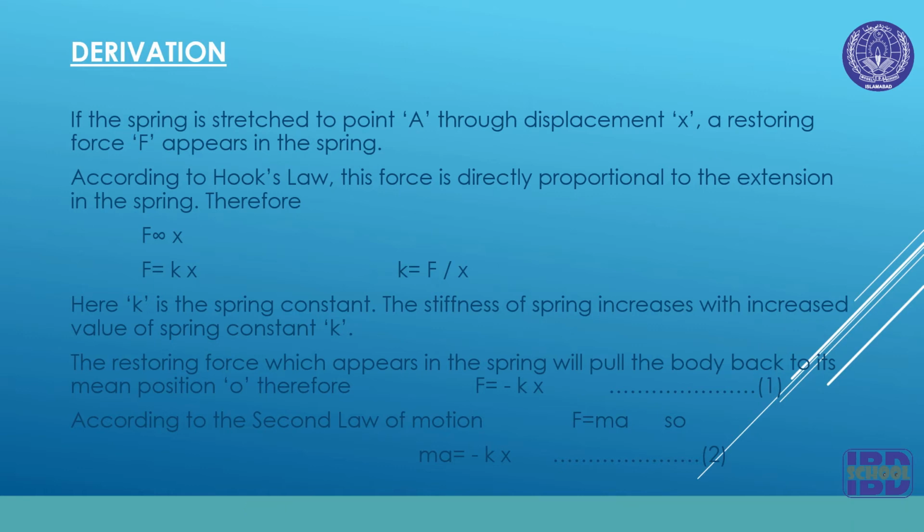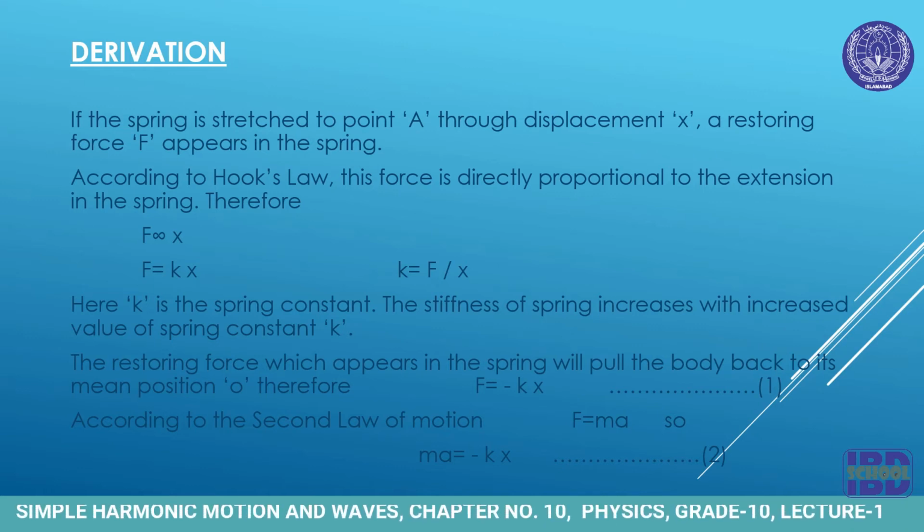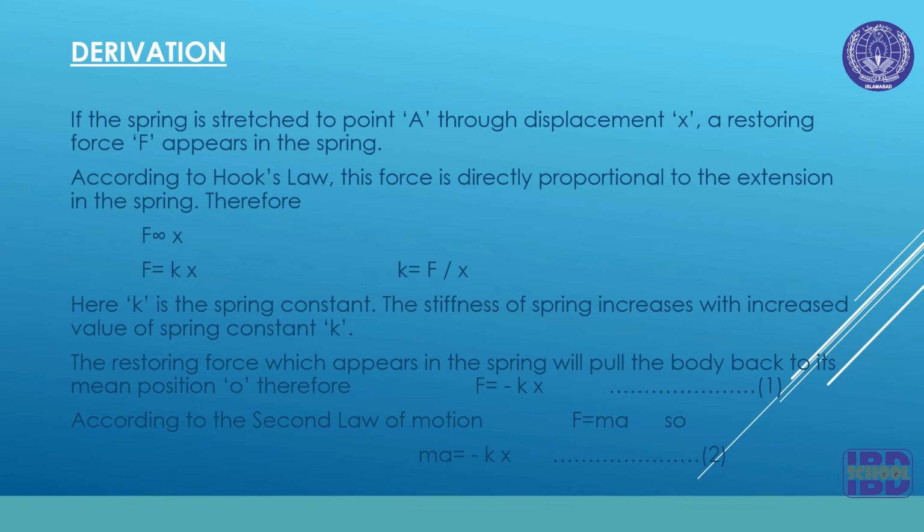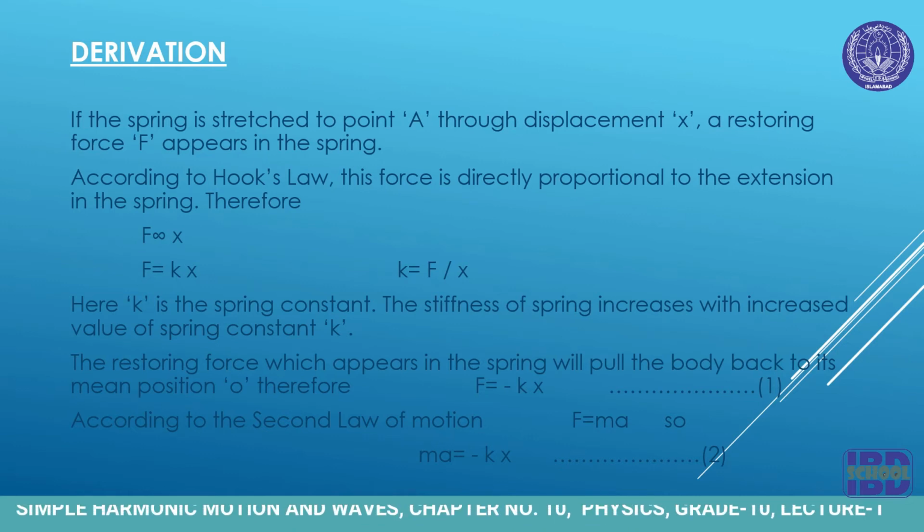And if it decreases, then the stiffness or the value of k would decrease. The restoring force which appears in the spring will pull the body back to its mean position O. Therefore, F would be equal to minus kx.